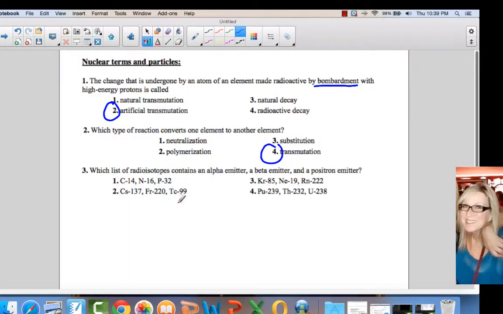Which list of radioisotopes contains an alpha emitter, a beta emitter, and a positron emitter? This is table N. So we go to table N and we look up carbon-14 and we see that it's B-. N-16, I go to N-16 and it's also B-. So right away I know it's not that one. I've got two B-. Cesium-137 is B-. Francium-220 is alpha.